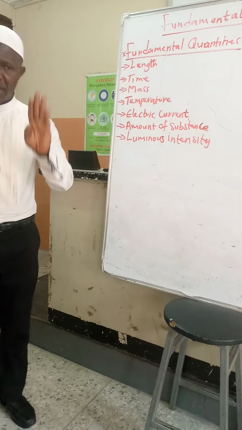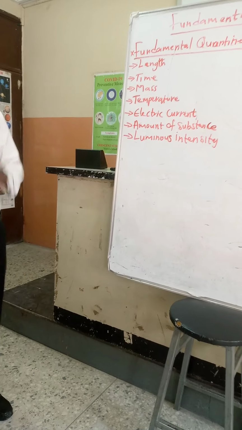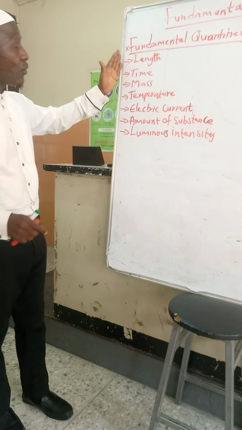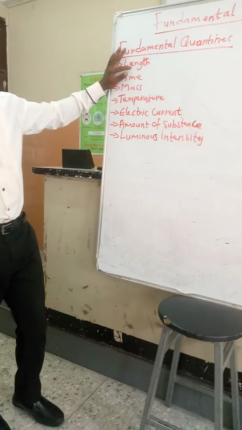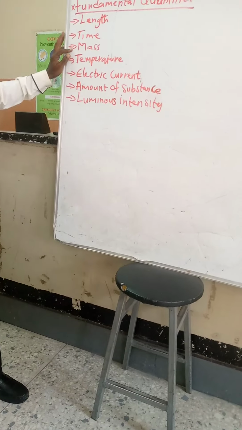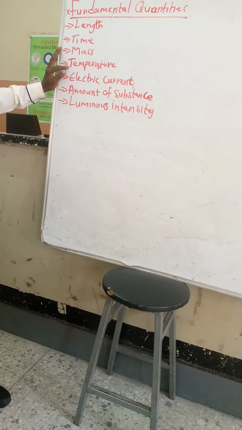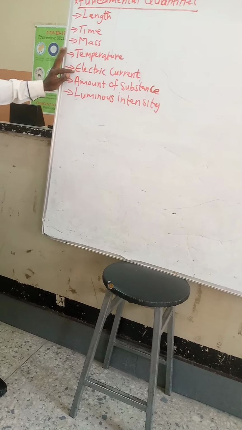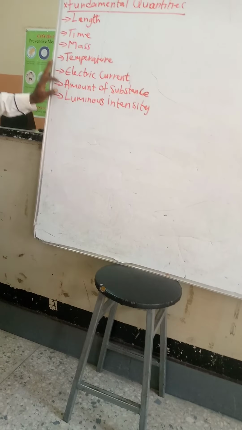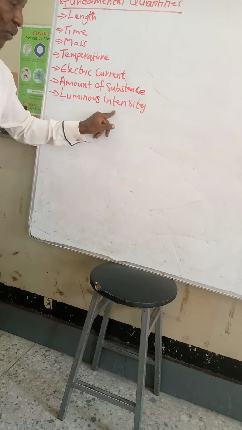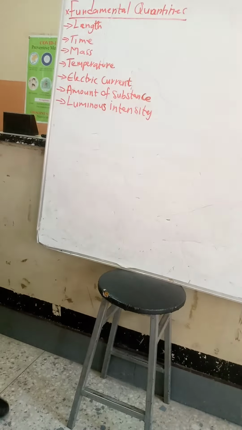And we have 7 major fundamental quantities. I said major fundamental quantities, and those 7 are length, which is measured in meter; time, which is measured in seconds; mass, which is measured in kilogram; then temperature, which is measured in Celsius or Kelvin or Fahrenheit; electric current, which is measured in ampere; amount of substance, which is measured in mole; and luminous intensity, which is measured in candela.